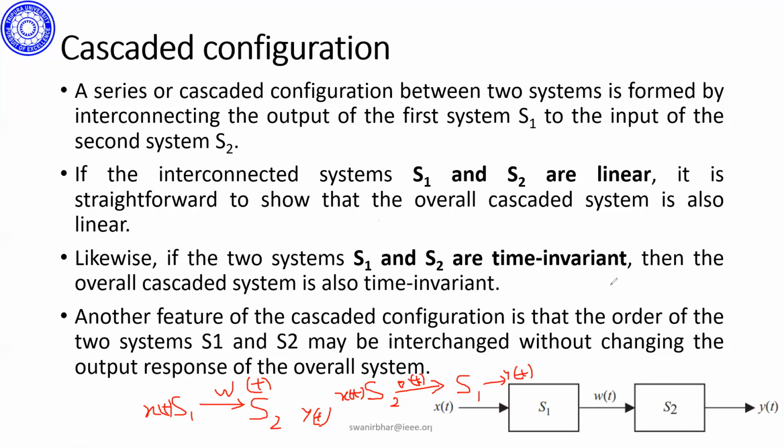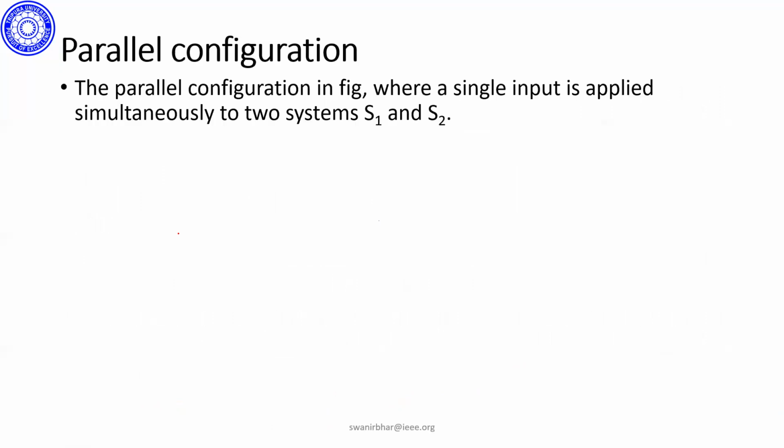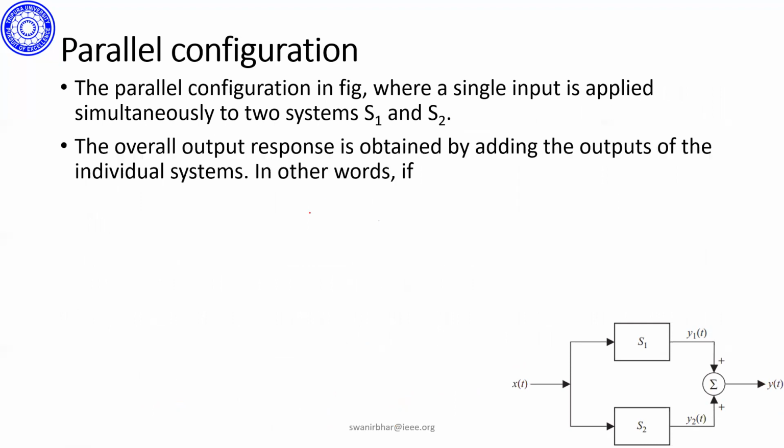Next, we can go for the parallel combination. Parallel configuration, as in the figure here, has S1 and S2, and we get outputs y1 and y2 giving output y(t). So they are in parallel. So the overall output is determined by the output of the individual systems. In other words, if x generates y1, x generates y2, then together x generates y1 plus y2 when the systems are in parallel.